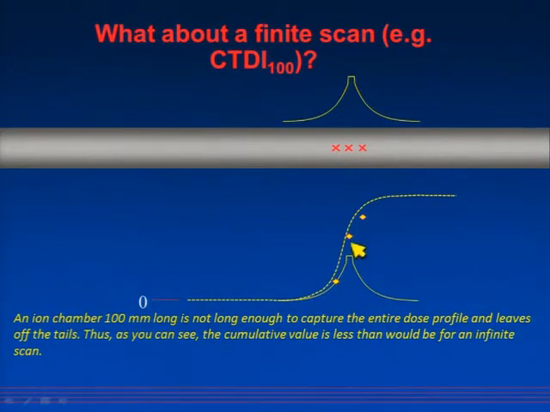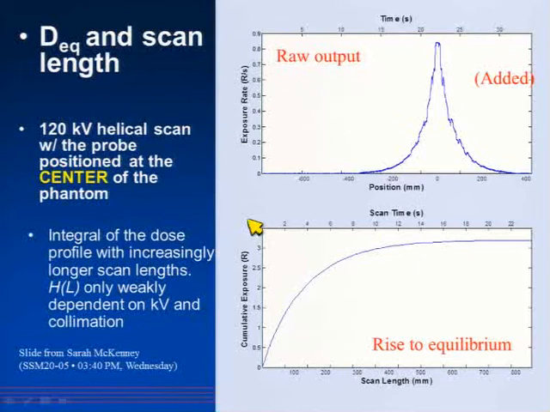But CTDI 100, for example, doesn't reach the value that we'd get for an infinite scan. There's nothing really wrong with that. It just doesn't. So it's a little more complex here. I've drawn this so that you can see this is the final value that you get from these 3 scans. And it is not equal to what you would get for an infinite scan. That's not rocket science. It's pretty obvious.